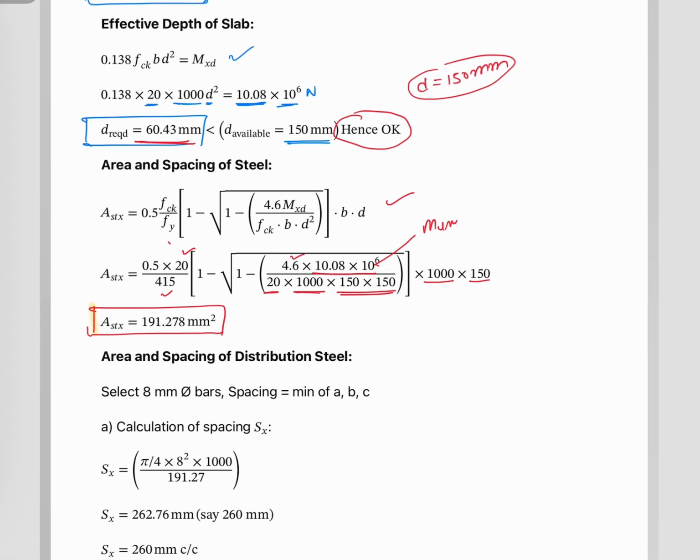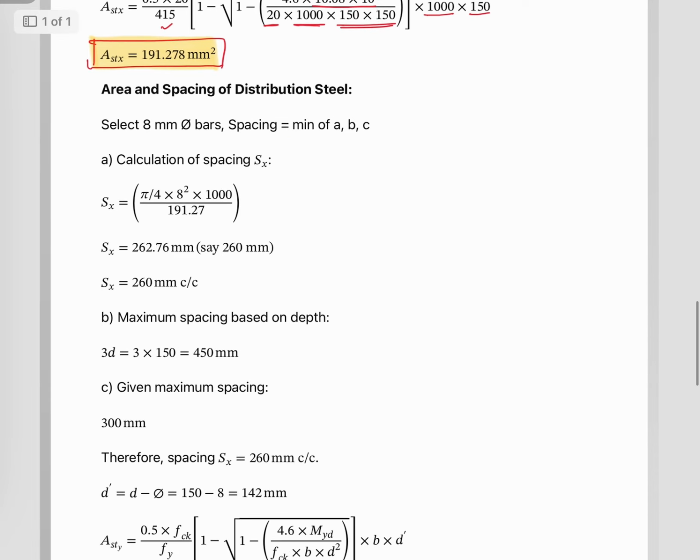Now this is the first area you calculated, based upon the effective depth you have. Now I decide that I can provide a bar of 8 mm diameter, and the spacing will be the minimum of these three formulas. The first formula is spacing equals pi by 4 into diameter square multiplied by 1000 divided by Ast. You can see I have put in all the values. I got the spacing as 260 mm center to center.